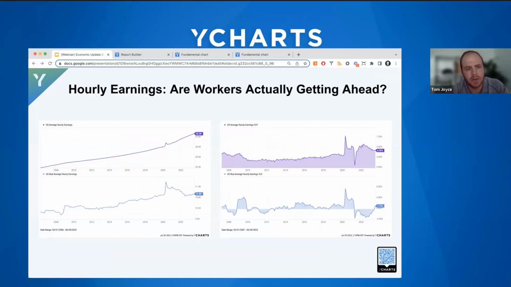On the left-hand side, we've got the US average hourly earnings, and that's the purple line in the top left. And then below that, you have a similar data point, US real average hourly earnings. That's adjusted for inflation. You can see it's a little bit more volatile than the line at the top. And I think it tells a stronger story on the right-hand side, looking at average hourly earnings year over year in the top right-hand corner. So we're seeing that 4.35% increase, but then we're seeing that on an inflation-adjusted basis.